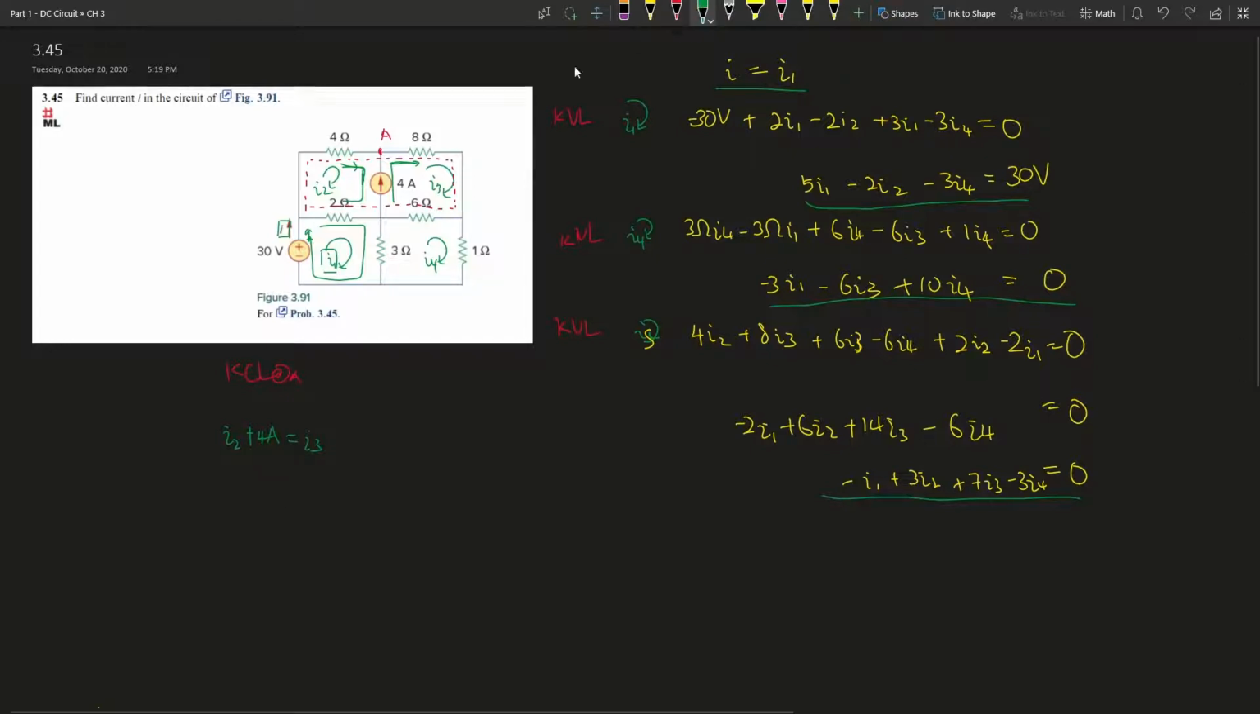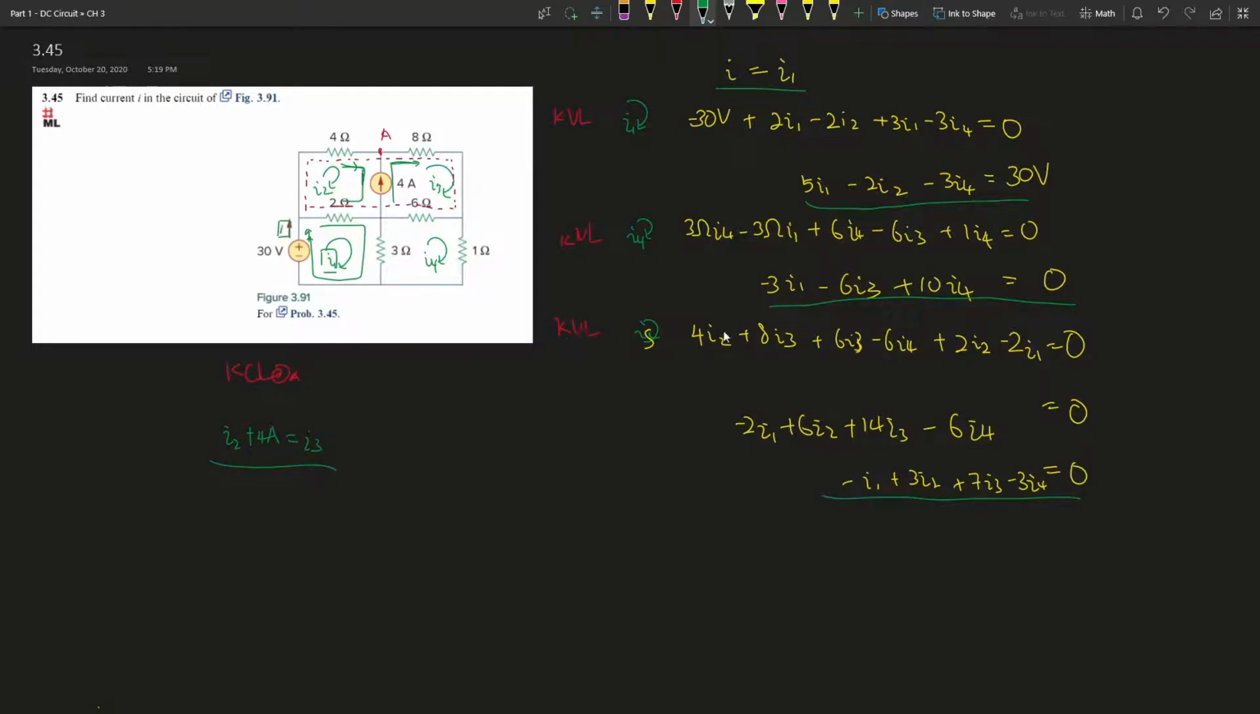Now we are done. We have 5 equations with 5 unknowns, and it's going to be a lot of fun. So let's see, we can start simplifying things. It's a lot to deal with. It really is.